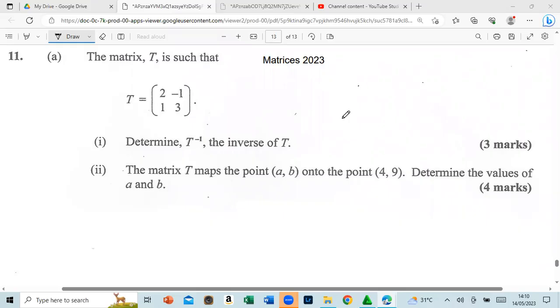Alright, first they say the matrix T is such that T is equal to 2, negative 1, 1, 3, and they say determine the inverse. That's what T minus 1 means, the inverse of T, and that is worth 3 marks. And for the next one, the matrix T maps point AB onto the point 49. Determine the values of A and B. So I'm just going to show you quickly how to get that 7 marks on the matrices question.